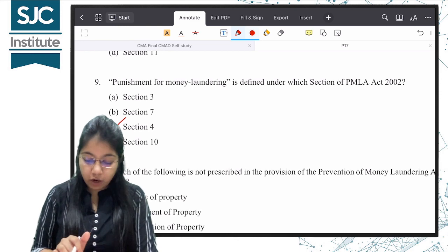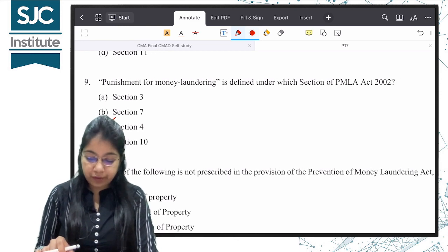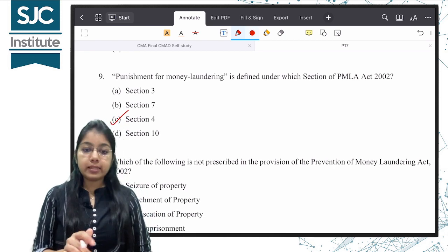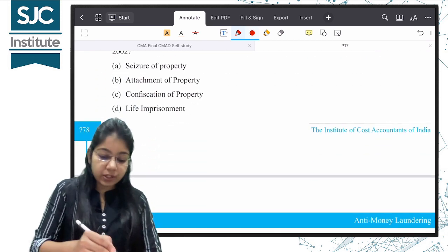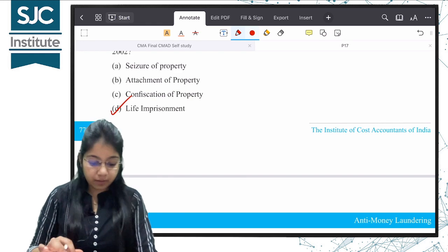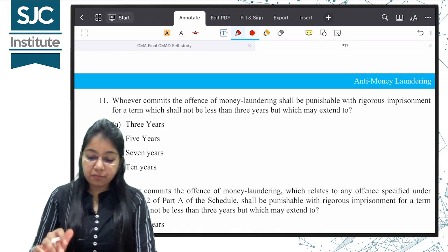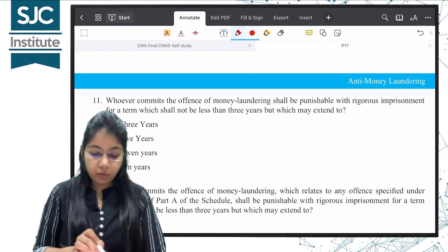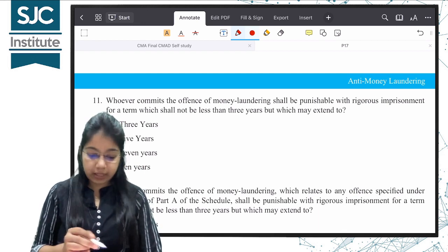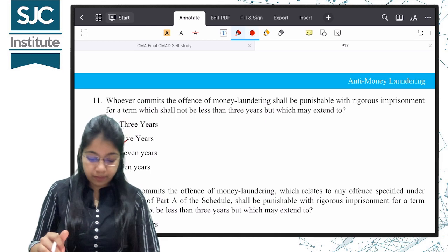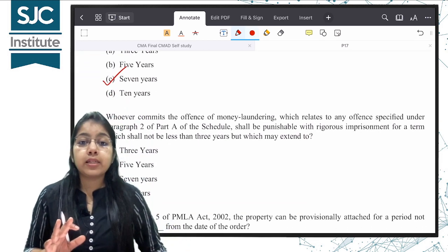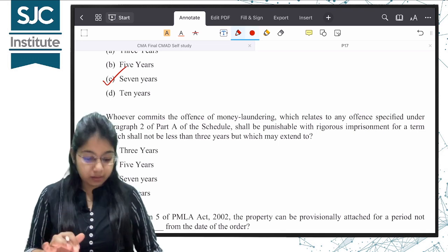Which of the following is not prescribed in the provision of Prevention of Money Laundering Act 2002? Seizure of property is there, we studied. Attachment is there, confiscation is there, life imprisonment is not there. Whoever commits the offence of money laundering shall be punishable with rigorous imprisonment for a term which shall not be less than 3 years but extend up to 7 years. And if the crime is associated with Narcotics Act, then 10 years.